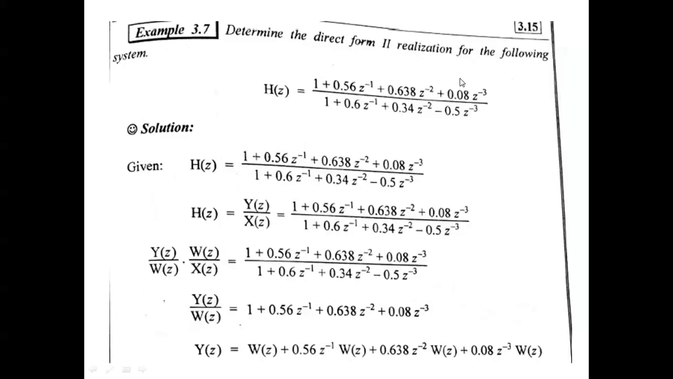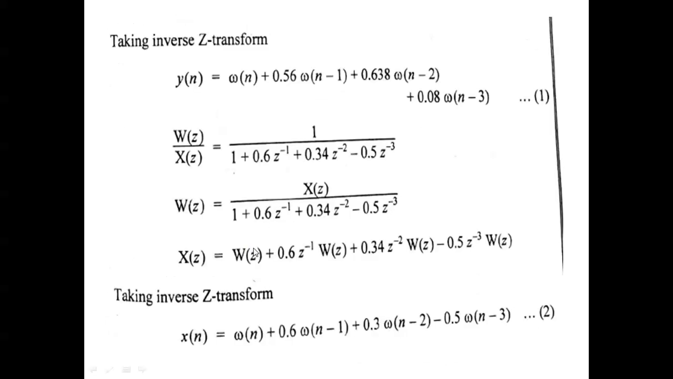Similarly for direct form 2 realization, there is a numerator and denominator, and we have the formula Y of z over X of z. You have to split it: Y of z divided by W of z, and W of z divided by X of z. After splitting, Y of z over W of z is the numerator part, so Y of z is equal to W of z times this numerator value.